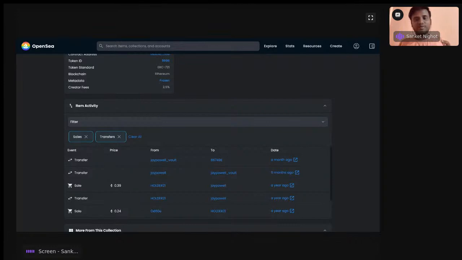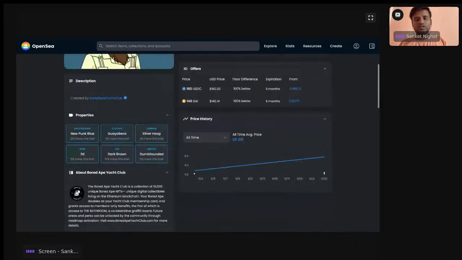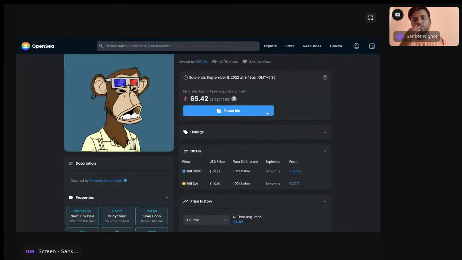If I put my NFT on sale here and anyone pays the price I am asking for, then it will be sold, and the event is called a sale. But if you are my friend and I want to directly transfer it to your wallet, then if I own this, there will be a button to transfer. So I can directly transfer it to you. In this way it works.